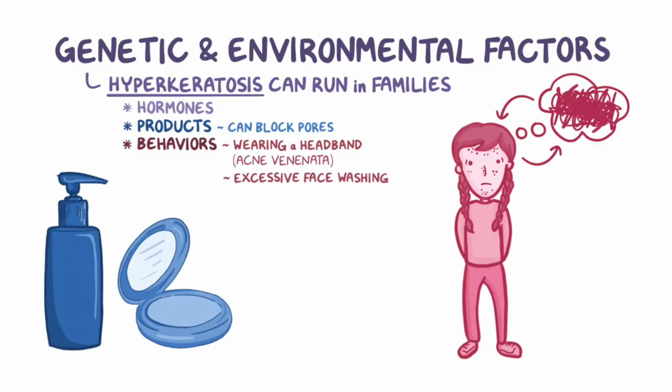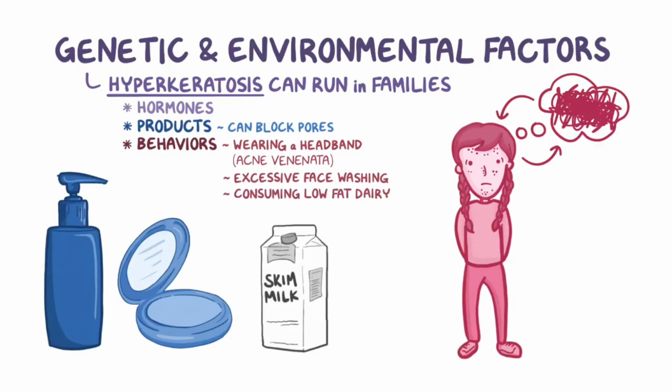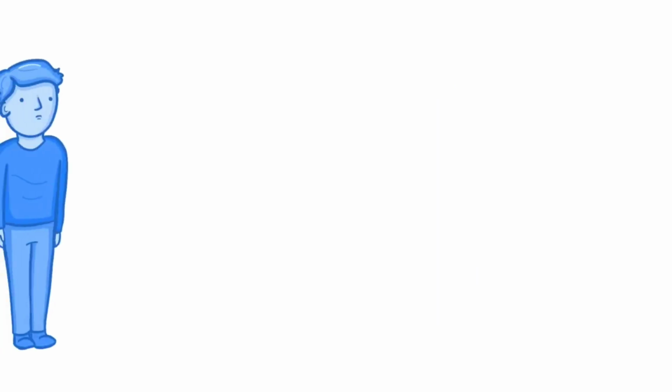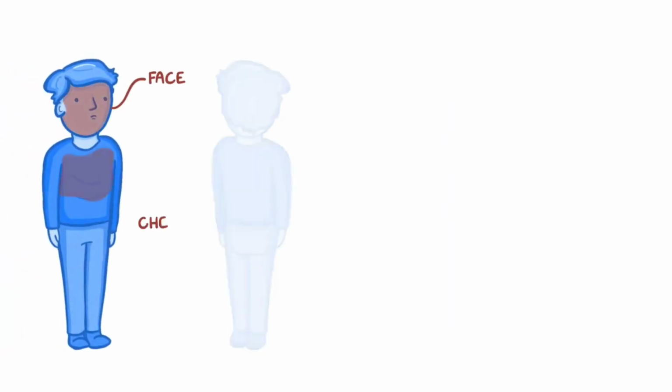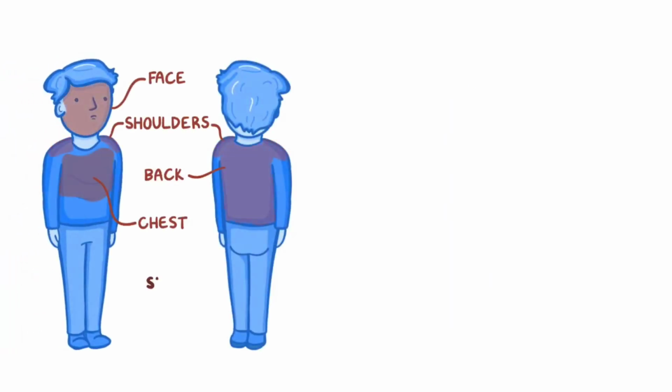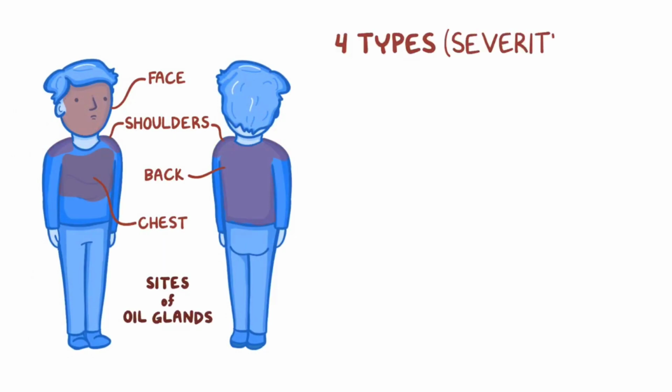Finally, some studies have found links between low-fat dairy and acne, as well as a correlation between compounds in chocolate. Acne vulgaris most often happens on the face, chest, shoulders, and back, the sites of oil glands, and it can be categorized into 4 types based on severity.